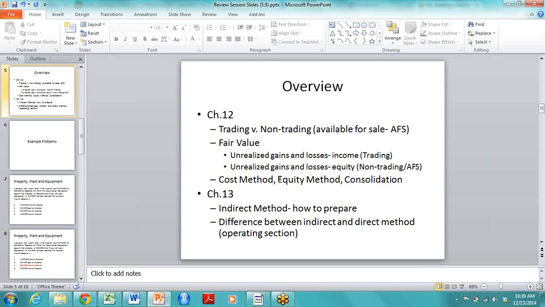Be it finance, marketing, management, you all need to understand what the impacts of your business, or the portion of your business, is on the cash flow. And there's two different methods. There's the indirect method and the direct method.